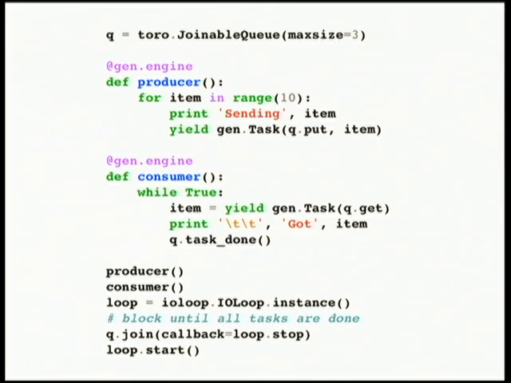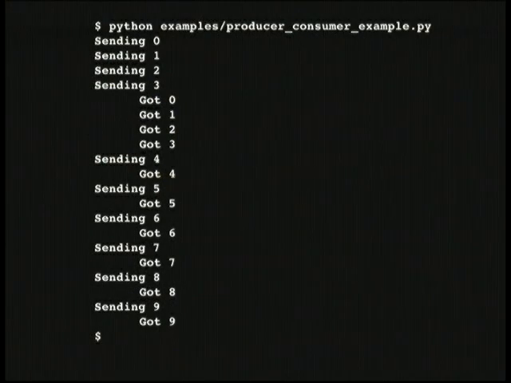So down near the bottom, we start a producer and a consumer, and that penultimate line, queue.join(callback=loop.stop), arranges for the event loop to exit once the queue is empty, and then the process will end. So with all of that set up, we do loop.start, and that has the desired effect.